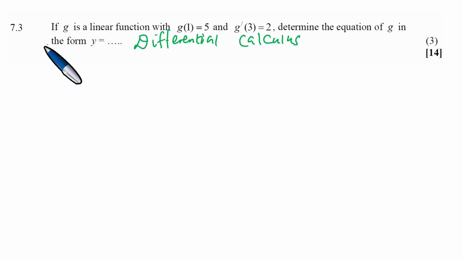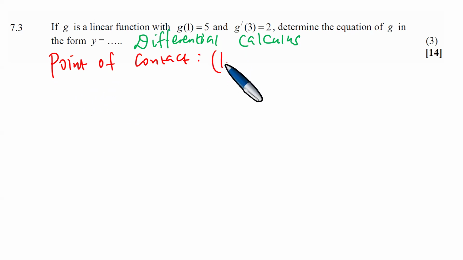We continue to solve this: if G is a linear function with G at 1 equals 5, G prime at 3 equals 2, determine the equation of G in the form Y equals something. Students need to pay particular attention to this. If you have been given that G at 1 is 5, so there's a point of contact that the examiner gives. And the point of contact has X is 1, and Y is 5. That is the point of contact.